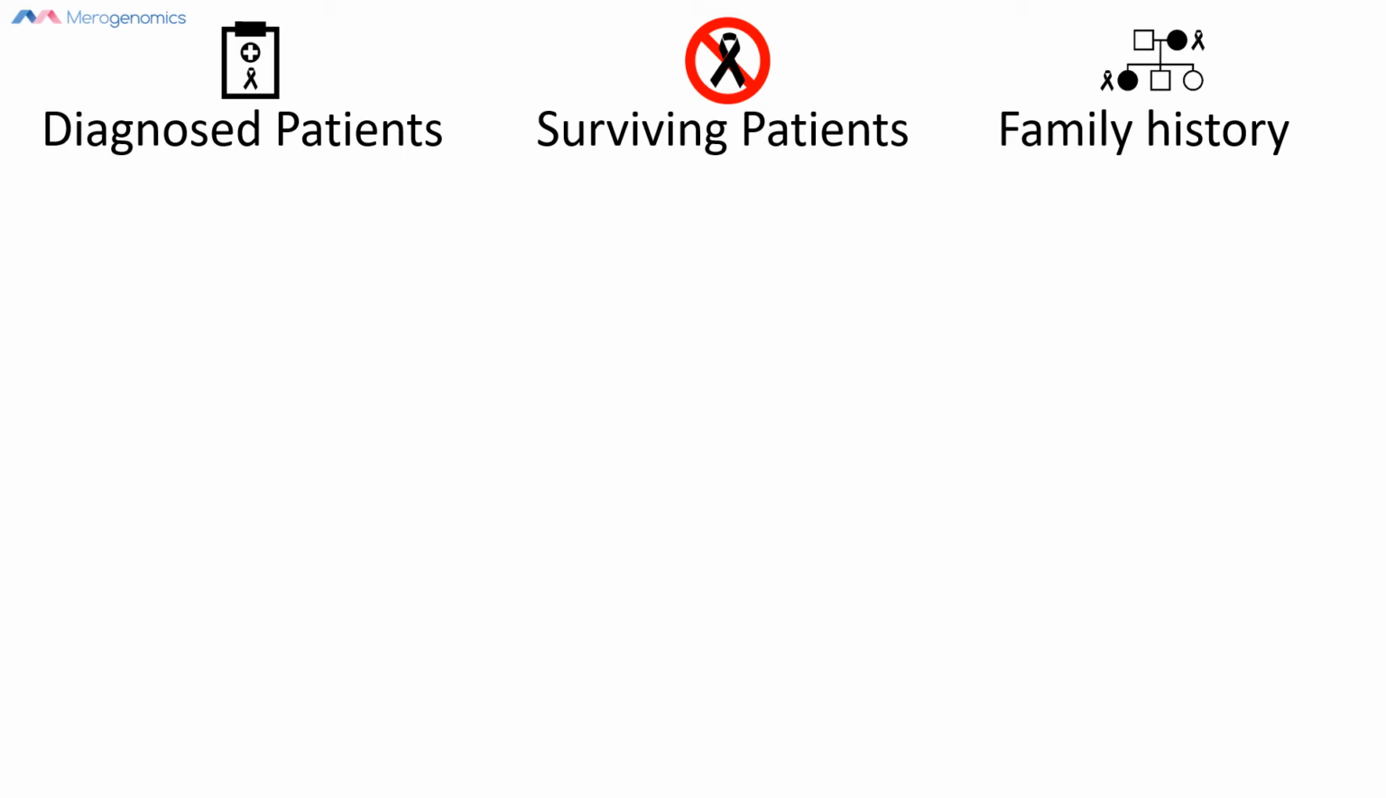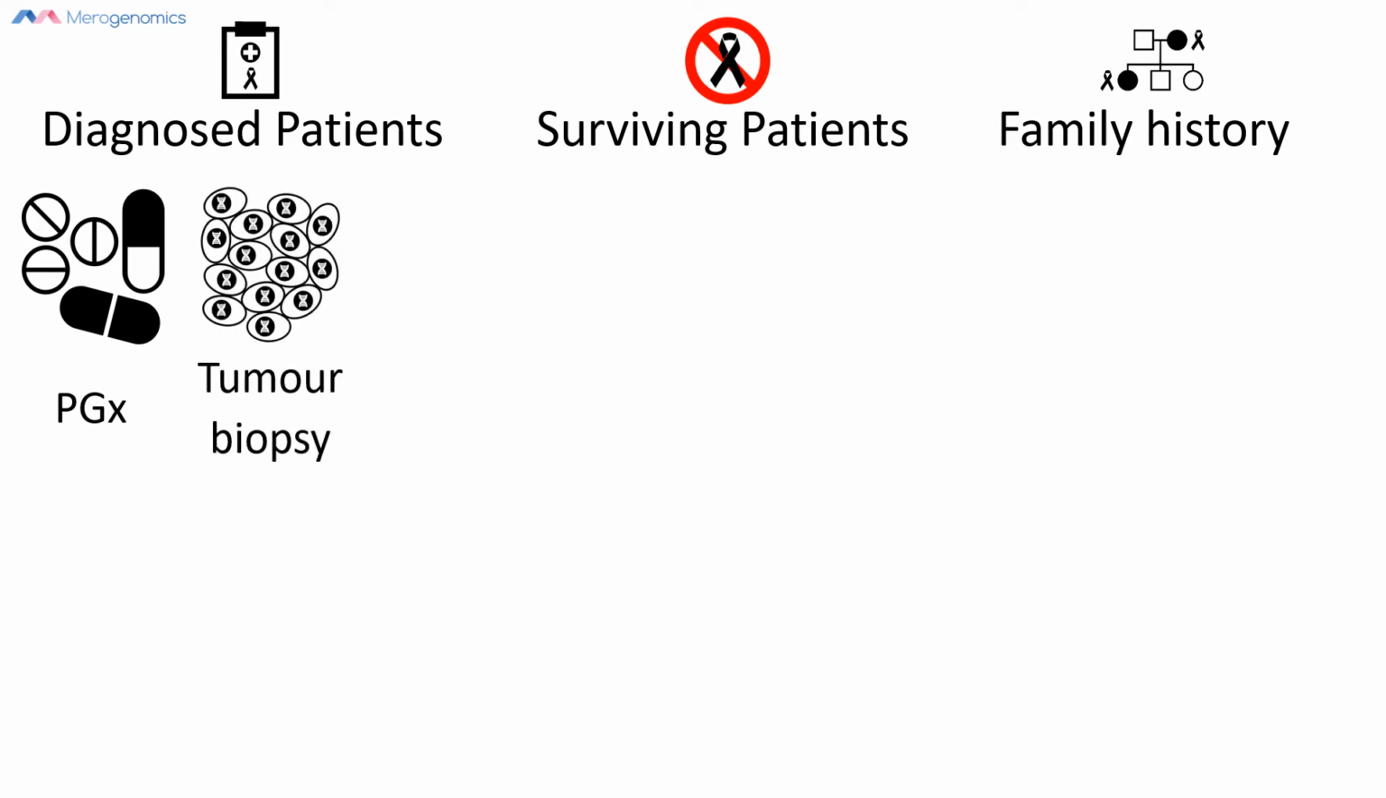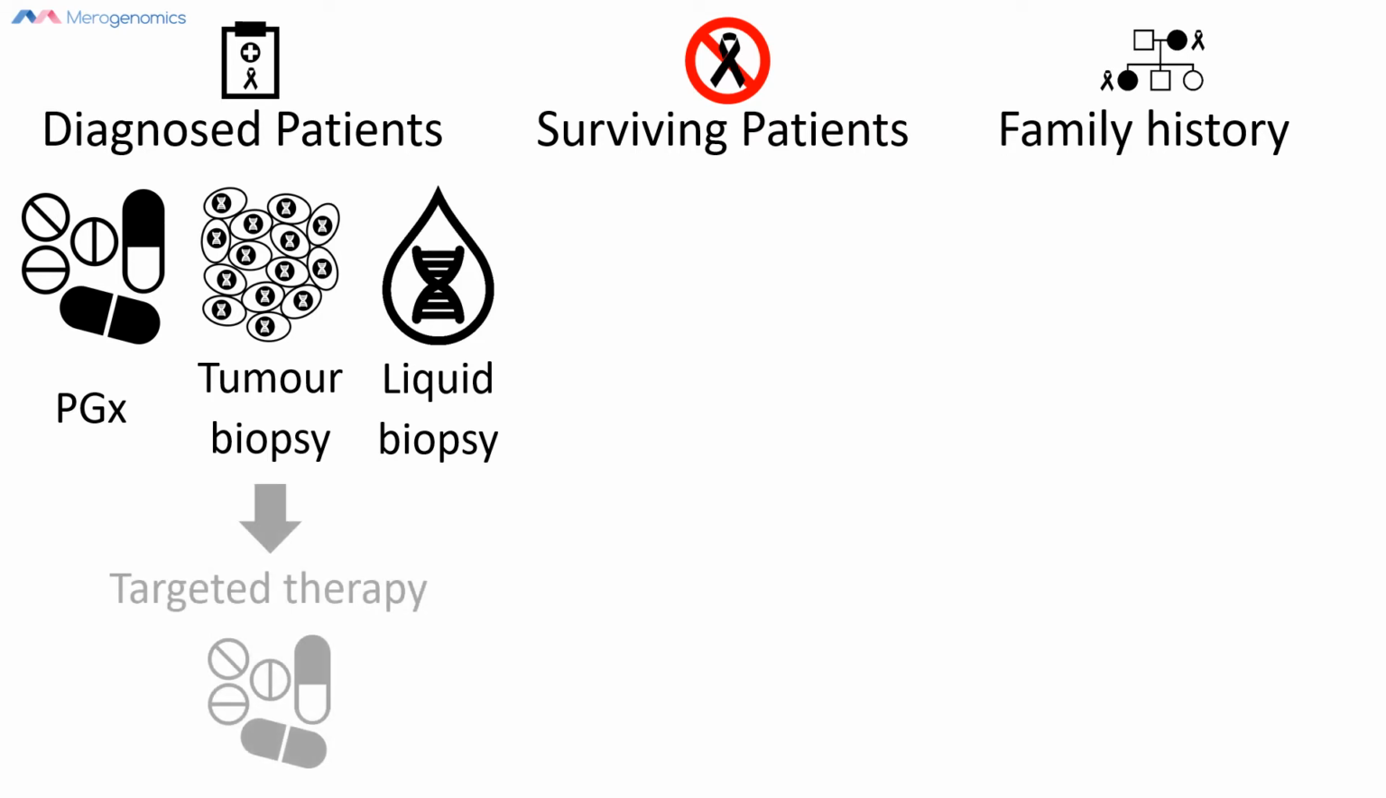So for diagnosed cancer patients, just to review once again, the DNA tests that are available to them include pharmacogenetics, tumor biopsy, DNA sequencing, as well as liquid biopsy. And these types of tests are there to determine how a newly diagnosed cancer patient should be treated.